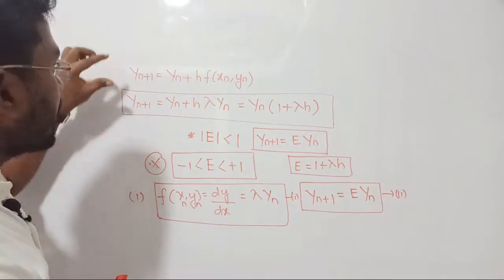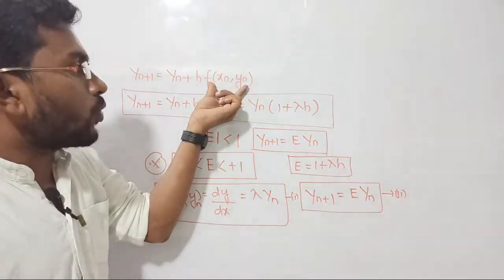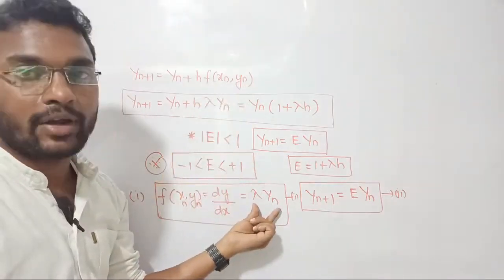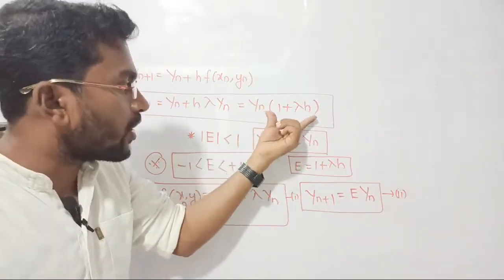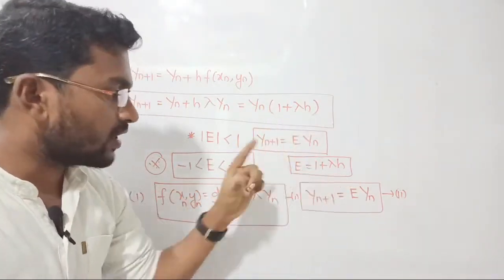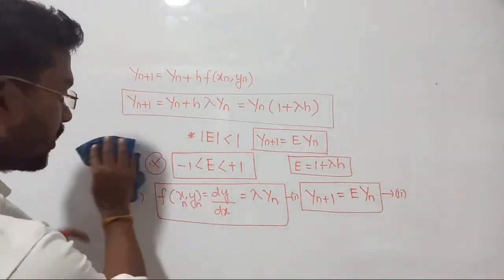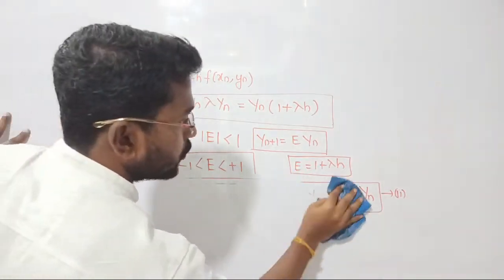Only one step, a function will be given to you. Go to that function, replace f of xn, yn, and just substitute lambda into yn. Then take only the coefficient of yn from the function and just equal it to error. That's all, it's over. Next step you will get the answer. Let me write this one.